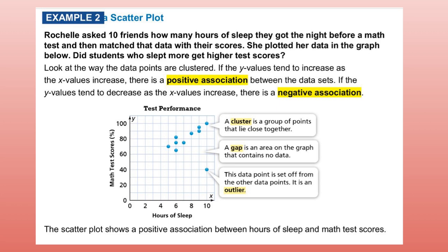Okay, so she took her data, she plotted her independent data here, number of hours are the X. Her dependent data, math test scores, is her Y. She's got 1, 2, 3, 4, 5, 6, 7, 8, 9, 10 dots in her scatter plot. Each dot represents one of her classmates. So let's look at the way that the data points are clustered. It looks as if we're kind of going this way.